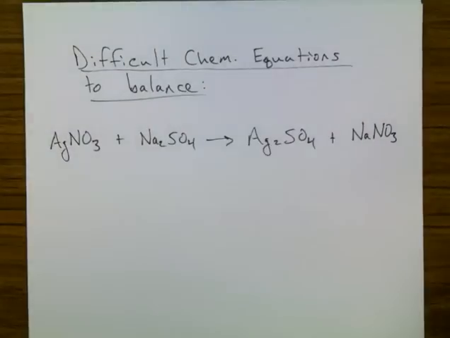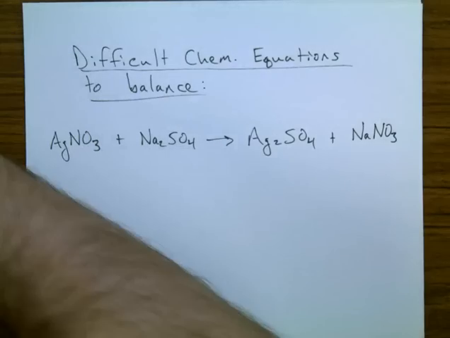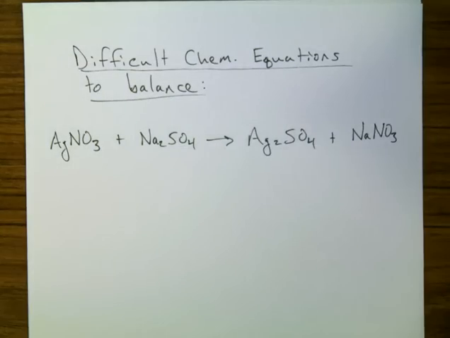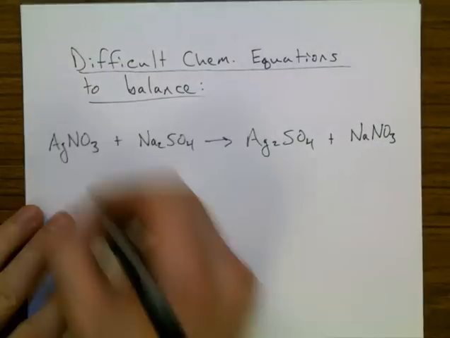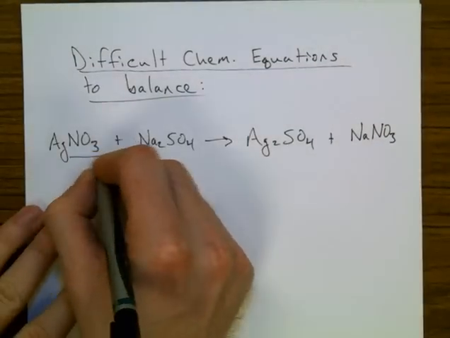This is Mr. Bear, and I'm going to show you how to balance a more difficult chemical equation than the ones you've learned how to do in class. One of my tips to help you balance a chemical equation to follow the law of conservation of matter is to identify polyatomic ions. So what I'm going to do is underline what looks to be a polyatomic ion.